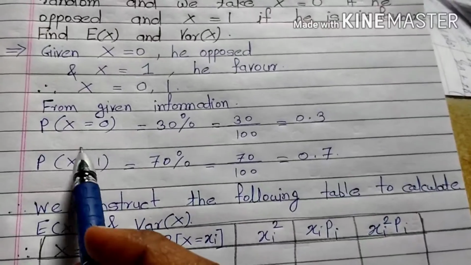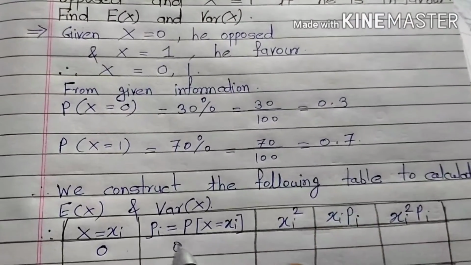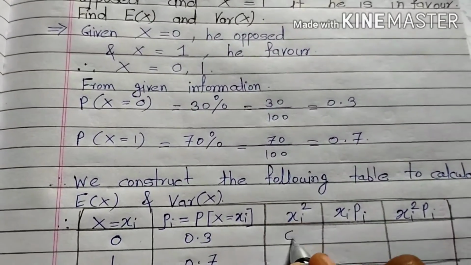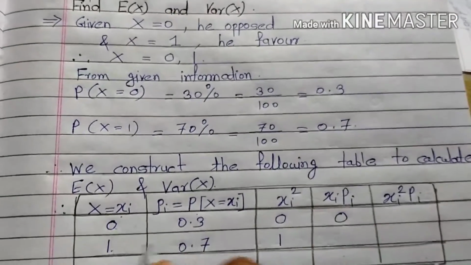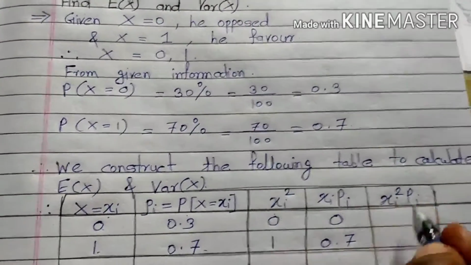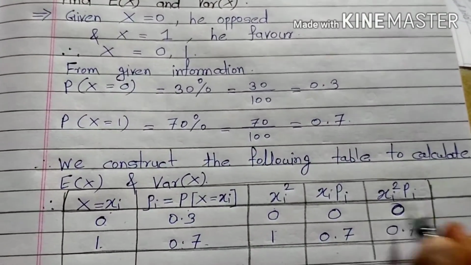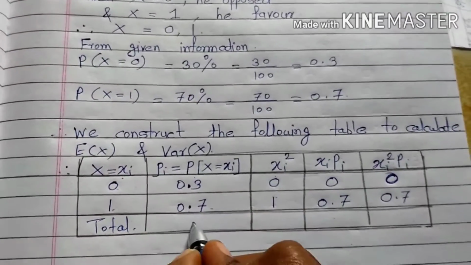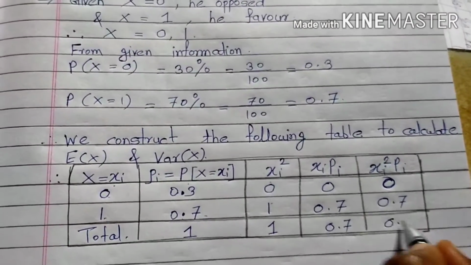x is equal to 0 means it is 0, 1. Value of pi, which is 0.3 and this is 0.7. So xi square is 0 square 0, 1 square is 1. Xi into pi: 0 into 0.3 is 0 and 1 into 0.7 is 0.7. Now xi square into pi: this into this is 0 and 1 into 0.7 is also 0.7. So here is the total. When you add 0.3 plus 0.7, it is equal to 1. This is also 1. This is 0.7 and this is 0.7.